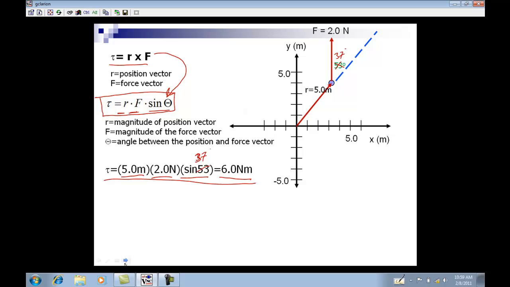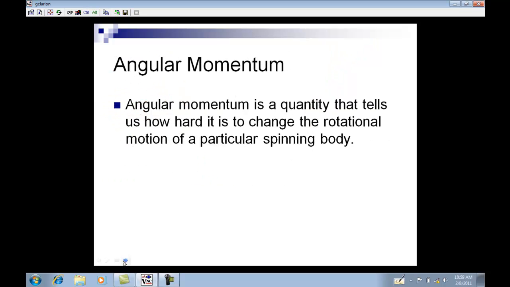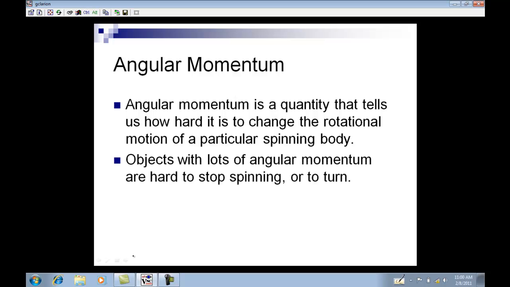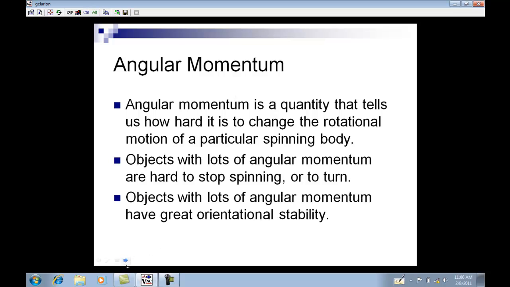Okay. All right. Now we're going to study angular momentum. I think this kind of goes back to your notes packets. It says angular momentum is a quantity that tells us how hard it is to change the rotational motion of a particular spinning body. Objects with lots of angular momentum are hard to stop spinning or to turn. And objects with lots of angular momentum have great orientational stability.